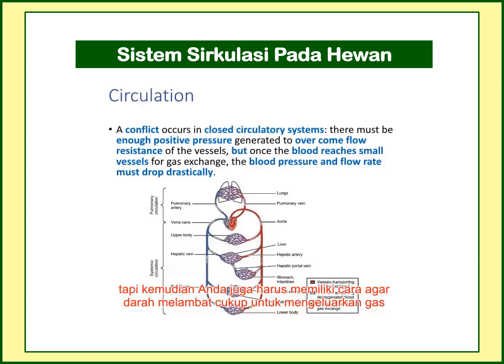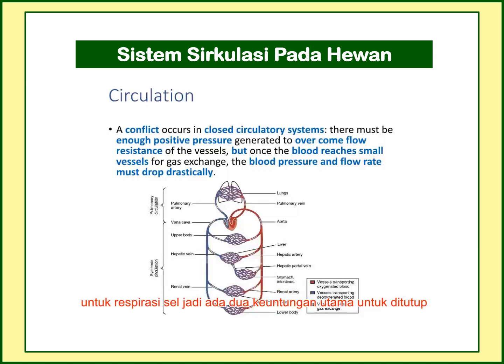But then you also have to have a way for the blood to slow down enough for gas exchange to occur with the tissues. And so we'll see that the blood pressure and flow rate will drop drastically once the blood hits the small vessels to help facilitate the necessary gas exchange for cellular respiration.